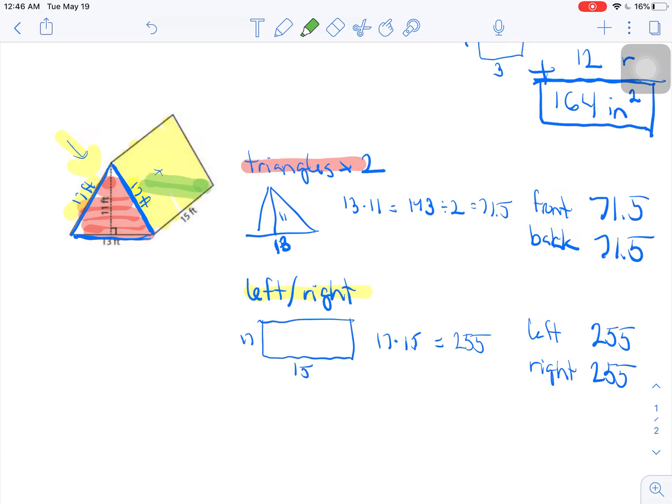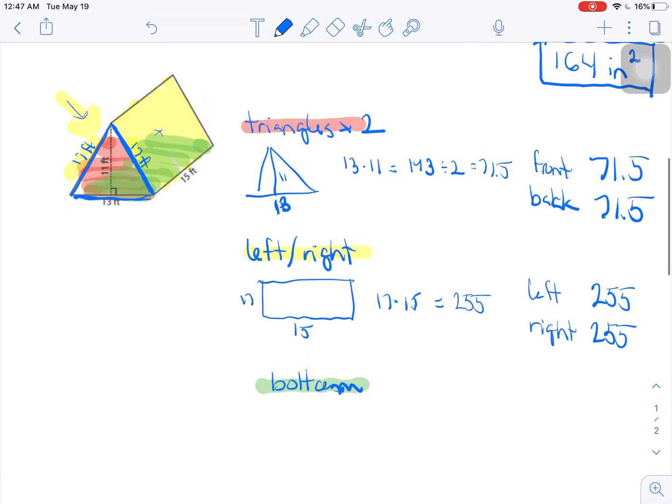Now, the tricky thing, you can't see it here, but it is sitting on one side that is on the bottom. So it's got this bottom side here. We'll kind of highlight it in green. So this bottom side that's hiding out of view, but we can't forget about it.